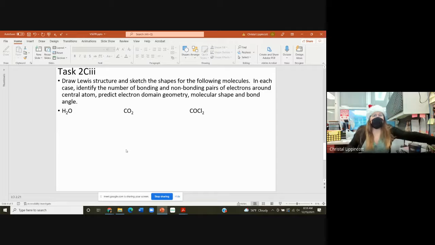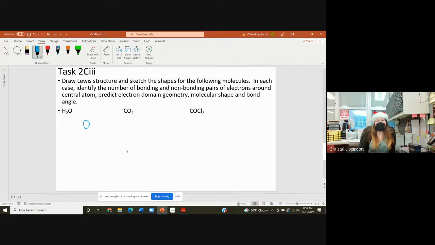So the first thing you do is the Lewis structure. So you should be able to do the Lewis structure for water now. So you've got your oxygen, you've got your hydrogen here, and you've got two lone pairs of electrons on your oxygen. So draw that shape, and then I'll show you how to figure out in the chart what it actually looks like.